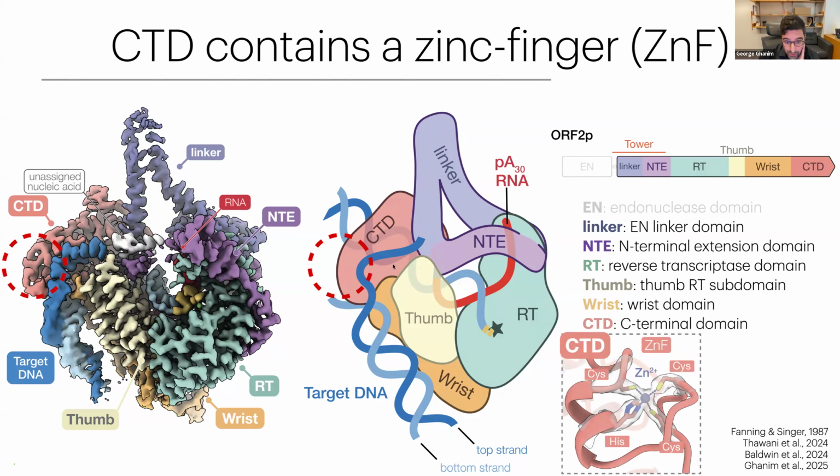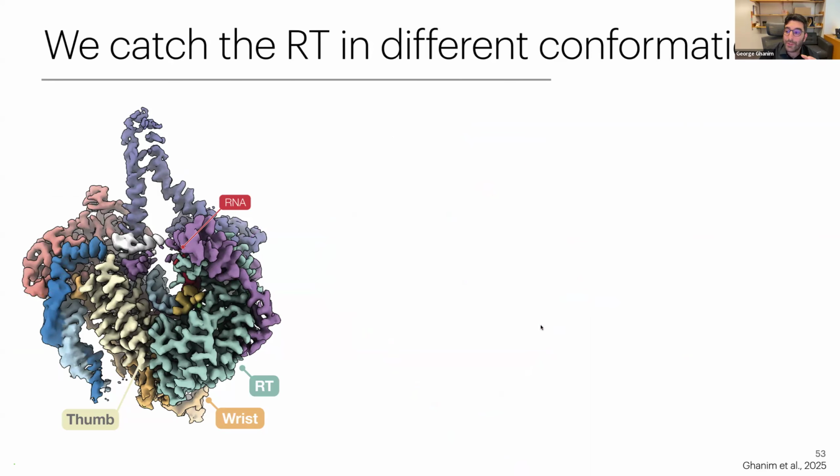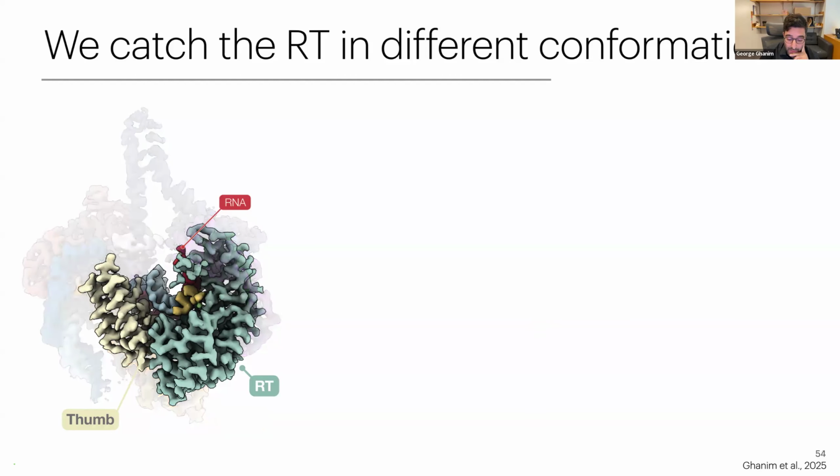Now, for the rest of this talk, it's only really important to remember the CTD and the RT, and then when it's appropriate, I'll bring back the endonuclease domain and the wrist. But for now, just the CTD and the RT. And we were able to catch the reverse transcriptase domain in different conformations. And we'll take a look at some of these other conformational states that we solved. So we'll focus in on the RT.